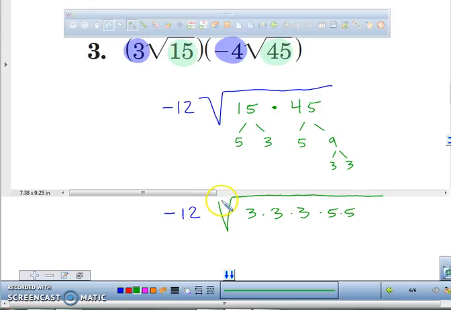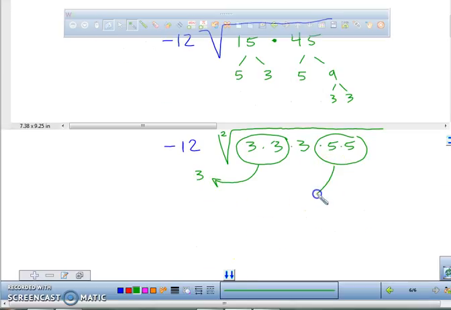Now, if you can't see the index, what do we know the number is going to be there, even though we can't see it? A 2, because this is a square root. Now, square roots look for groups of 2. I have a group of 2 right here. I have a group of 2 right here. So I have a 3 squared and I have a 5 squared. So what can come out? I can pull out a 3. What else can come out of this radical? I can pull out a 5.